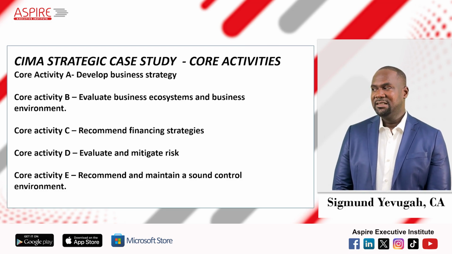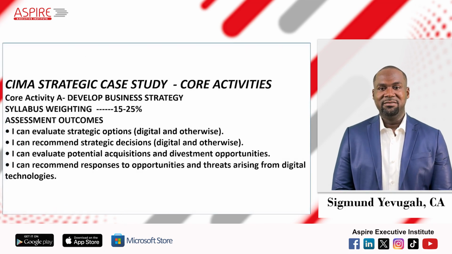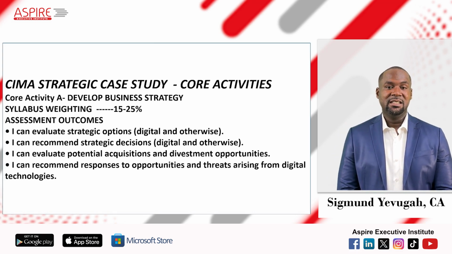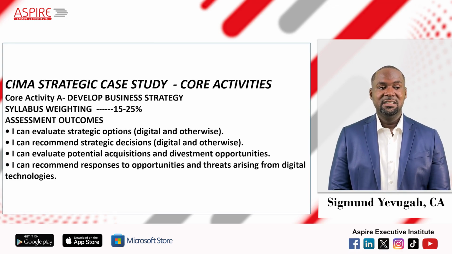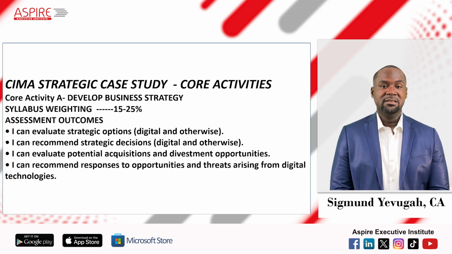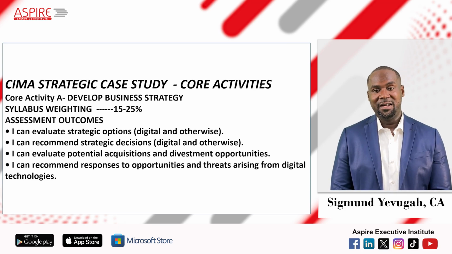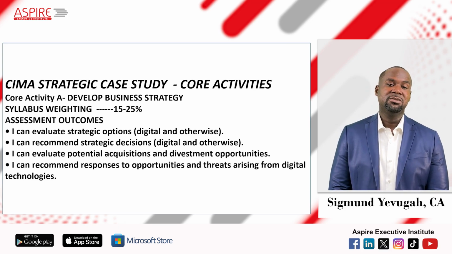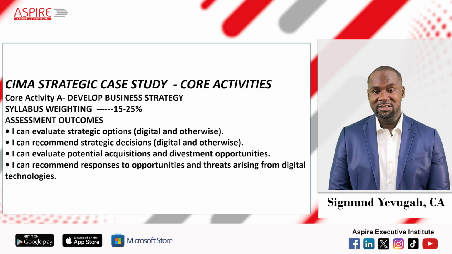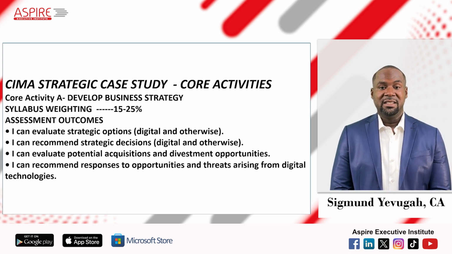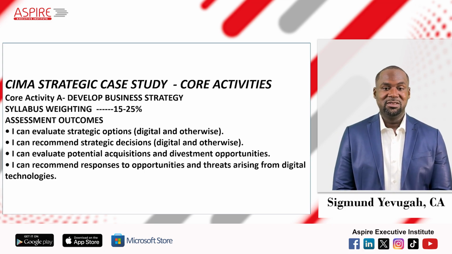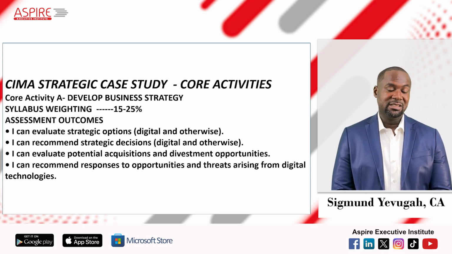So we're going to look at a discussion, basically, to look at all the various activities and discuss specifically what is required there. So for core activity A, where you are supposed to develop a business strategy, the expectation is that you need to have the following knowledge, or you should be able to fulfill the following outcomes. The weighting is between 15 to 25 marks. So the expectation is that students should be able to evaluate strategic options. Students should also be able to recommend strategic direction or decisions. Students should be able to evaluate potential acquisition and divestment opportunities. Students should be able to recommend responses to opportunities and threats arising from digital technology.